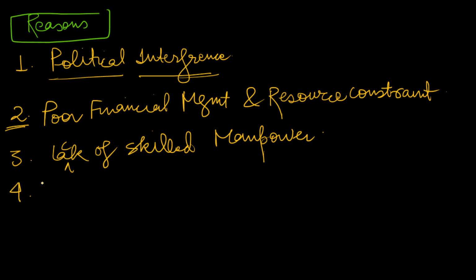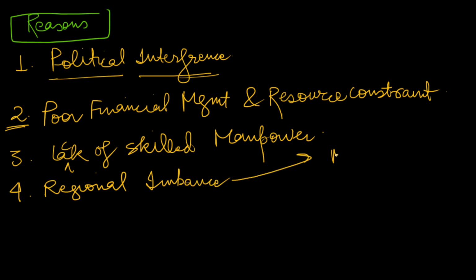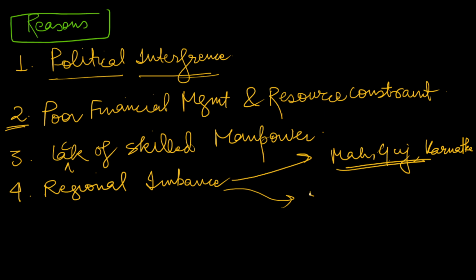Next, you can also write about regional imbalance. If you see some states such as Maharashtra, Gujarat, and even Karnataka, these have a huge number of cooperatives, and most of them are working very nicely. And if you look at other states, for example Jharkhand, Odisha, etc., these states do not have a great amount of good working of cooperatives. Although there are some cooperatives in these states, they are still lagging behind. Most of the cooperatives are on paper only. So this is one of the major problems, regional imbalance.